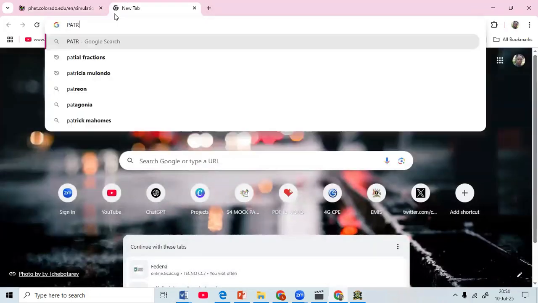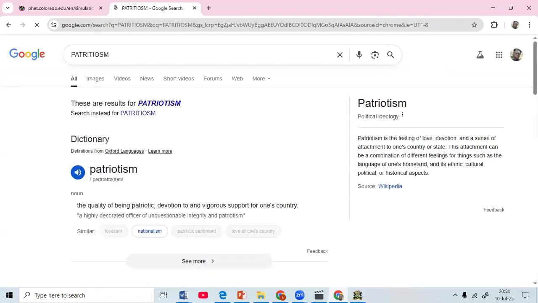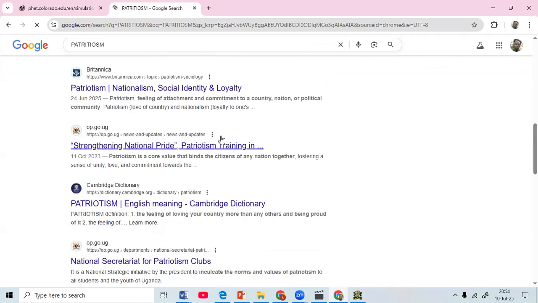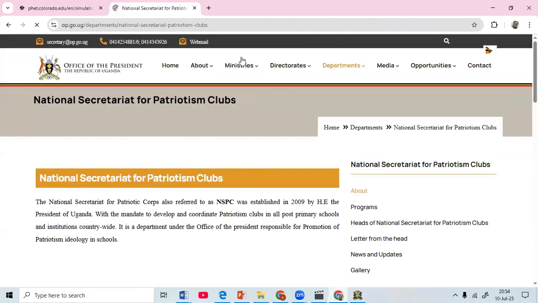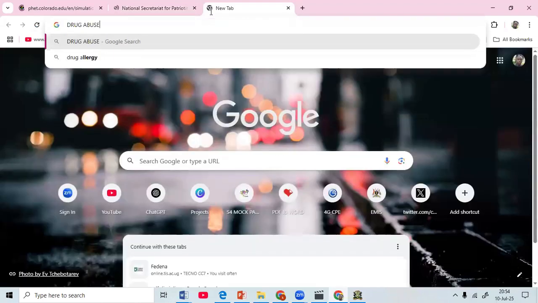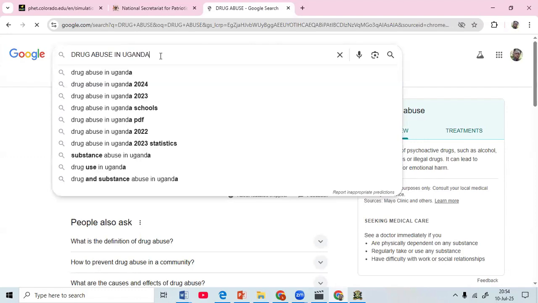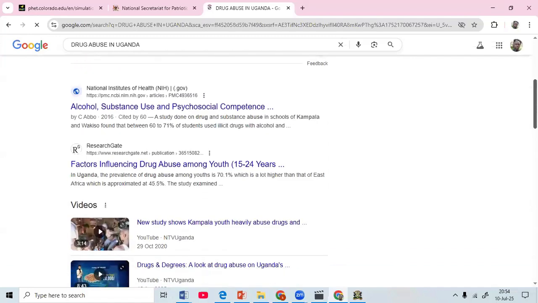Look out for different simulations you can use. Look out for different videos you can pay for. You can even just come here on the internet. If you are going to teach about maybe patriotism, just type it, then check out those different articles that talk about patriotism. You will notice that there are very many articles concerning patriotism, the National Secretariat, Honorable Seco, and the rest of that. They have been talking about drug abuse. You are dealing in biology. Check out about drug abuse. And then you can even be specific, say in Uganda, and then you'll find different articles being written about this.